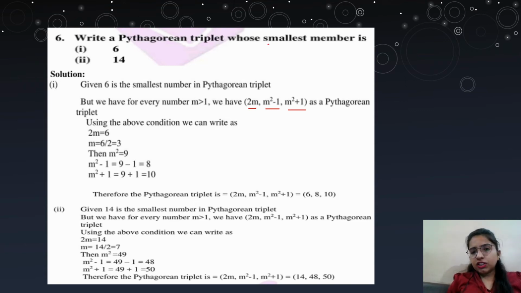Here in the question, the smallest member is 6. It is given to you. We know very well that in a Pythagorean triplet, the smallest member is 2m. So you can put 2m equal to 6. 2m equals 6, the value of m will be 3. So next you can do m square minus 1, that will be 8. m square plus 1 means 3 square plus 1, that is 10. Like this you can try the next question.